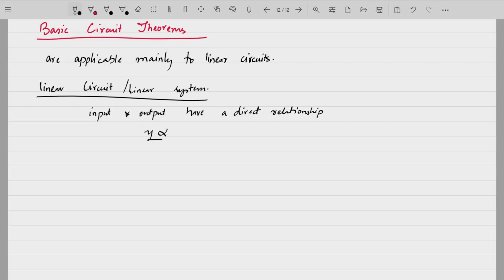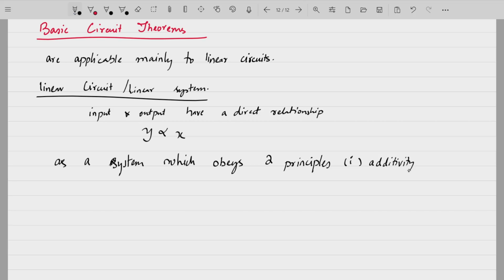That means your output is directly proportional to the input that you are applying. So if you are applying an input of X, your output is directly proportional to it. This is one way of defining a linear circuit. But we define linear systems or linear circuits as a system which obeys two principles: additivity and homogeneity. Any linear system is defined as a system which obeys two fundamental principles of additivity and homogeneity.